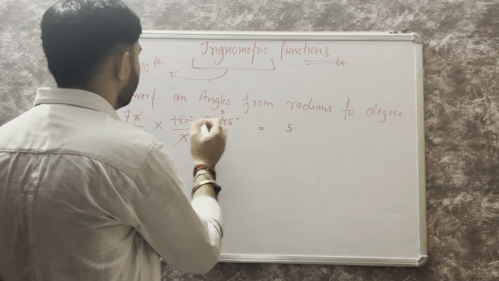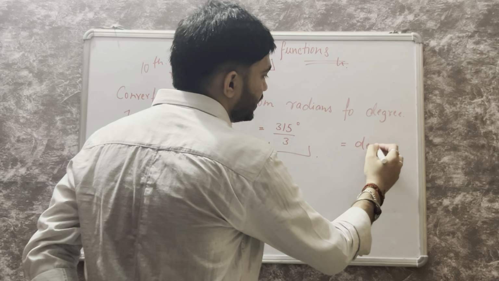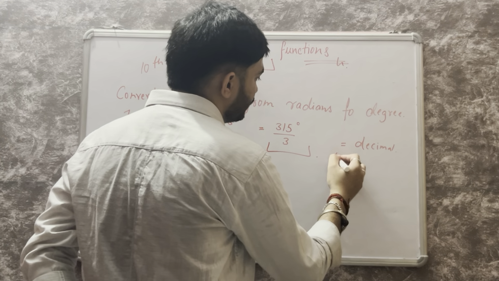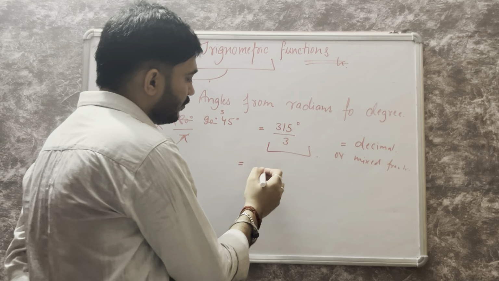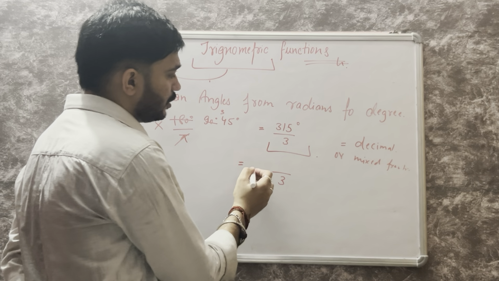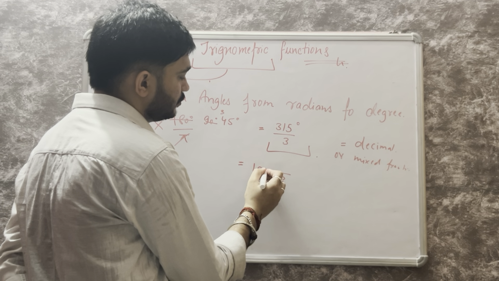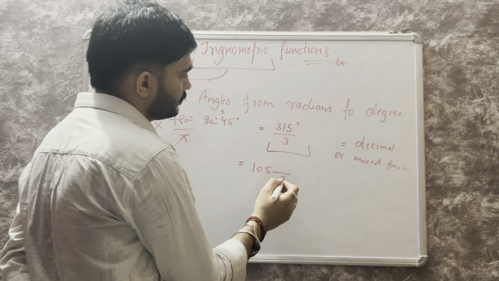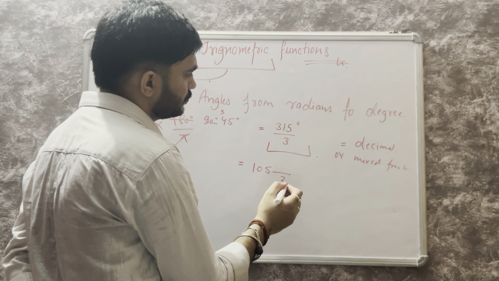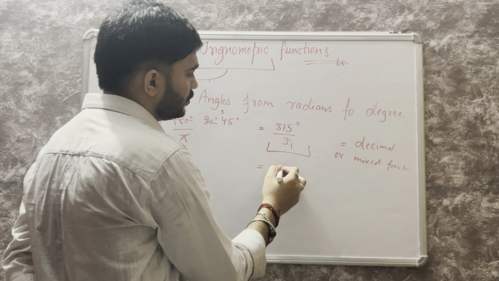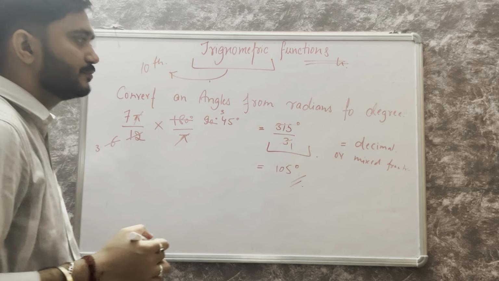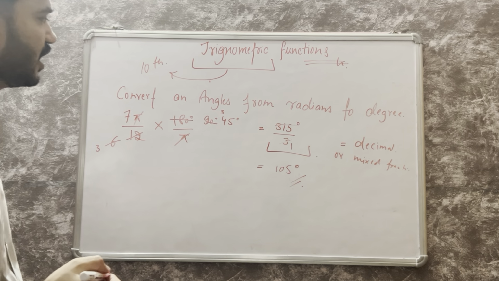How can we solve it? You can simply write it as a decimal, or convert it into a mixed fraction. If we are going to convert it into a mixed fraction, how are we going to do so? 1 0 5. I think we can cut this number. 105 degrees is the answer. Any doubts?